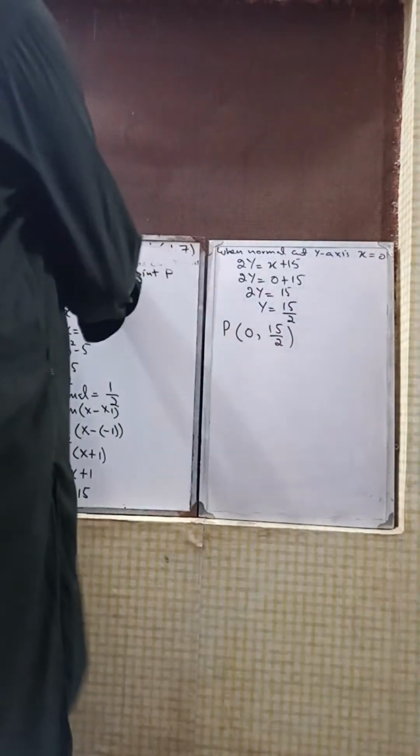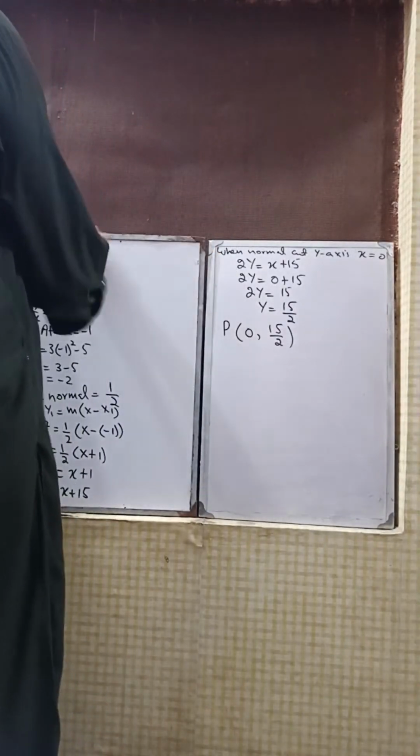So this is how you find the equation of the normal and the point where the normal cuts the y-axis. I hope that question number 5 from exercise 7C of Pure Mathematics 1 is clear to you. Okay, so now we are going to the next question. The next question is question number 6, and let's do that question.